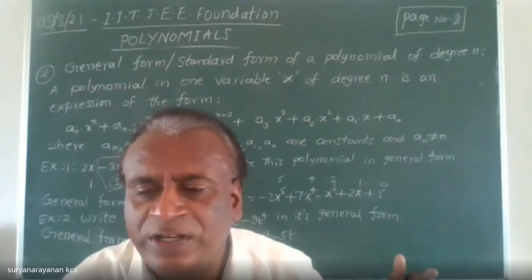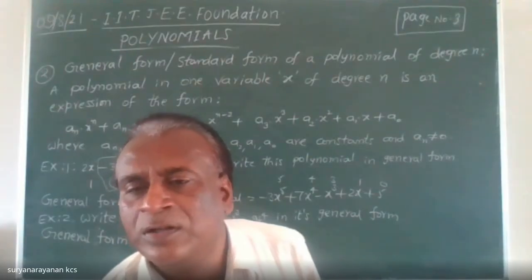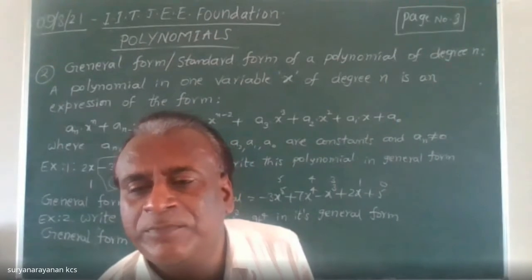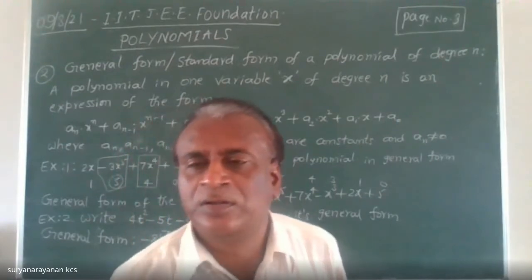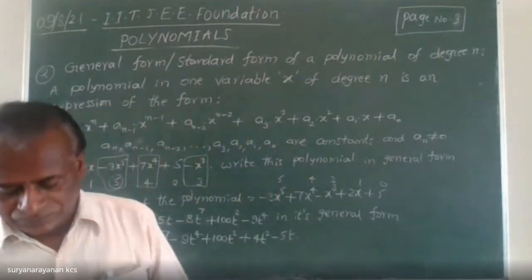What, my dear Ratish? 3mm? Sir, sorry, sir. My mistake. Do you want to say something? No, sir. Then why did you type this one, 3mm? Why did you type this one? Nothing, sir.